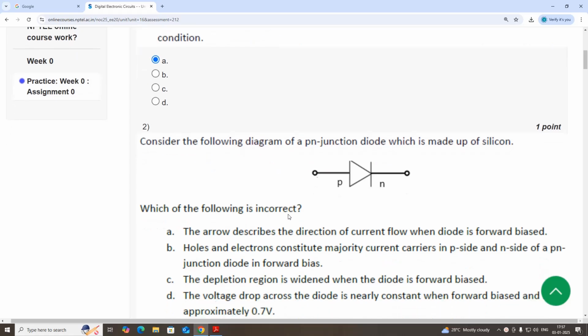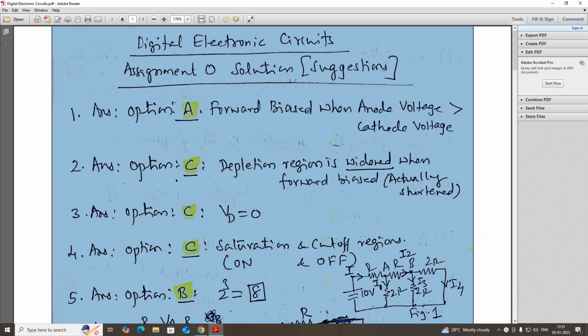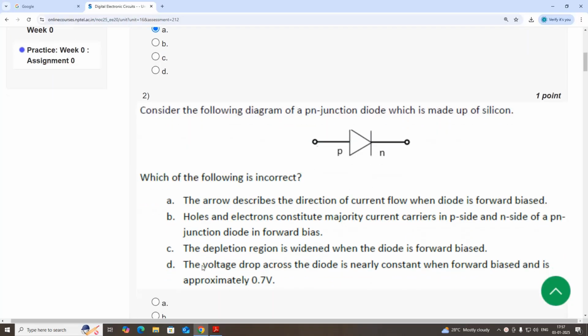Which of the following is an incorrect or false statement? We'll see the solution. Option C. Option C, the depletion region is widened when the diode is forward biased.